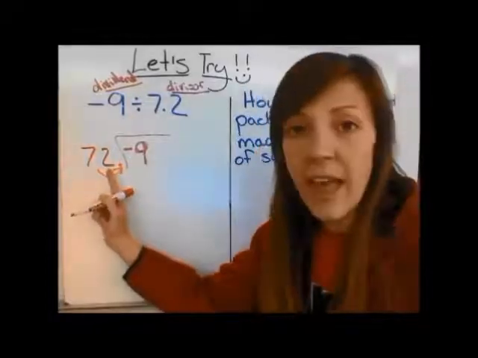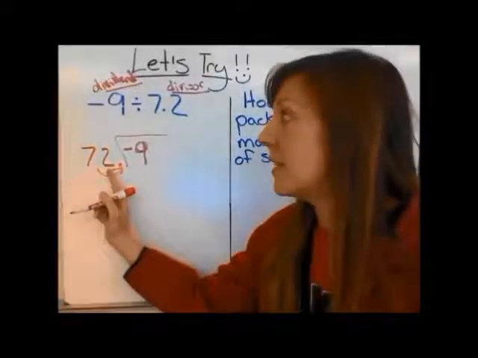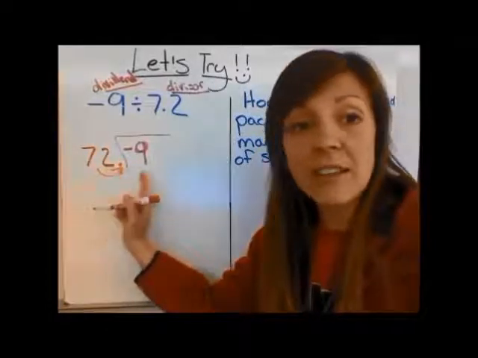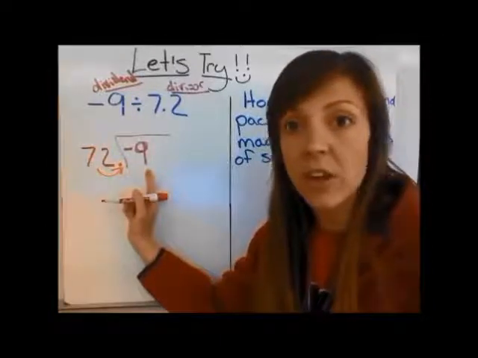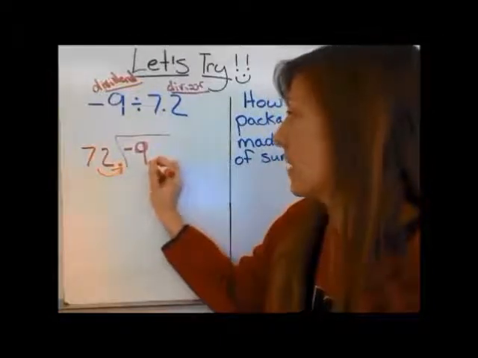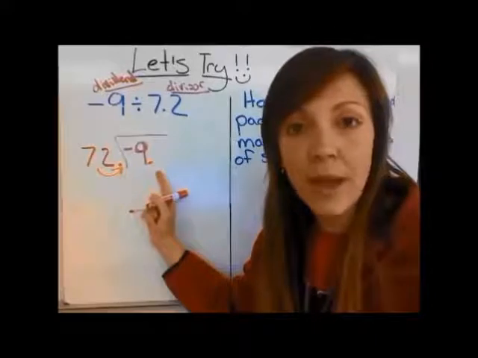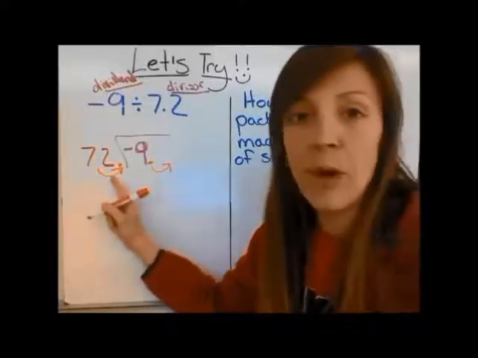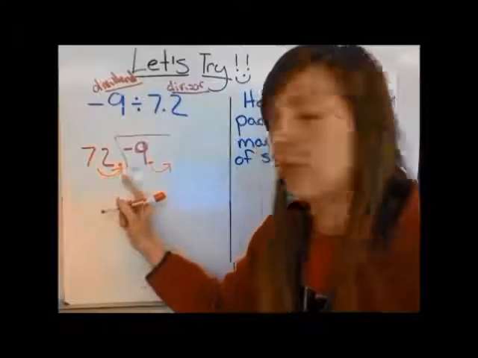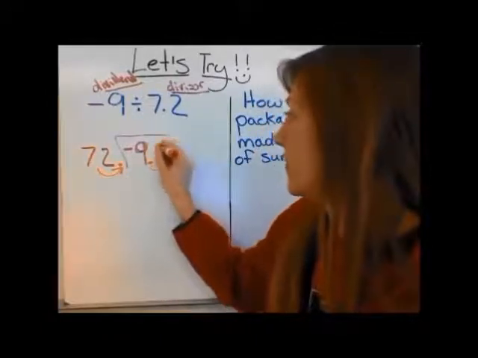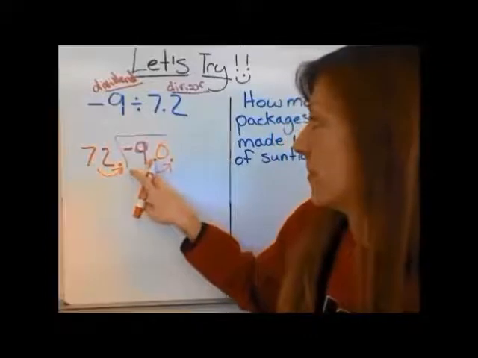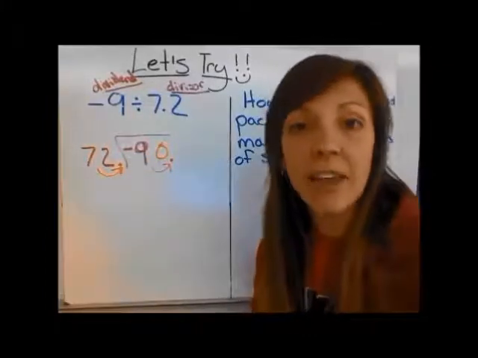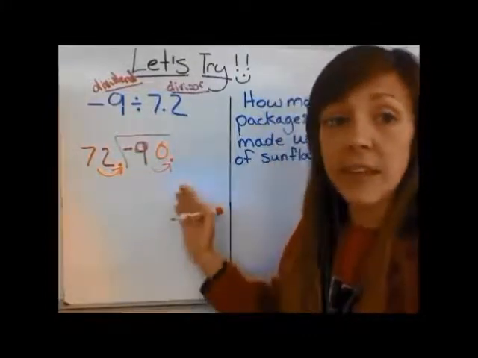Whatever I do on the outside to my divisor, I need to do to my dividend also. So I'm going to move that decimal one place to the right, the same way I moved this decimal one place to the right. Instead of having -9, now I have -90.